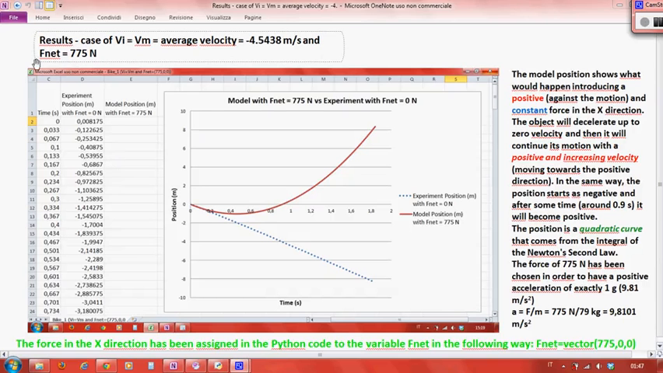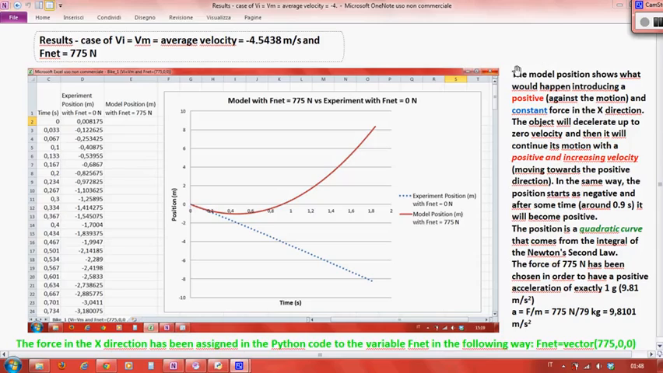This is the case with f net not equal to 0. I've added a force in the x positive direction that is against the motion. I've chosen a force of 775 newtons, so that using the mass of 79 kilos, I have an acceleration of exactly 9.81 meters per second squared. Since the force is positive, the acceleration is also positive.